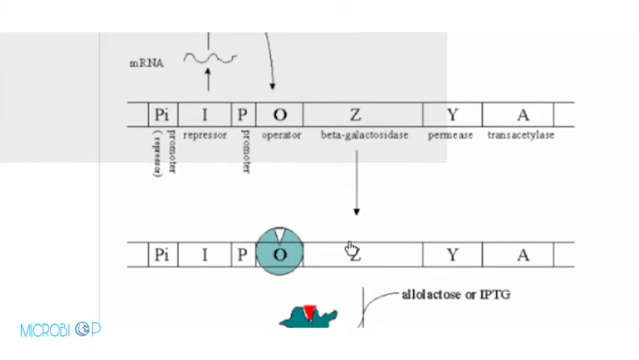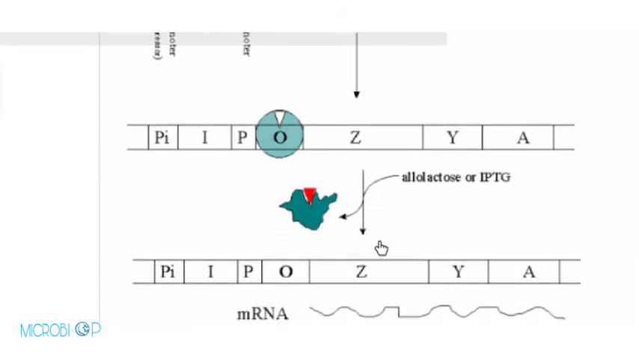Now let's think of the other situation, when lactose is present. When lactose is present, the lactose will bind with the repressor protein and change its conformation, and hence it cannot bind with the operator. The operator is free and hence the mRNA will be produced from the Z gene.